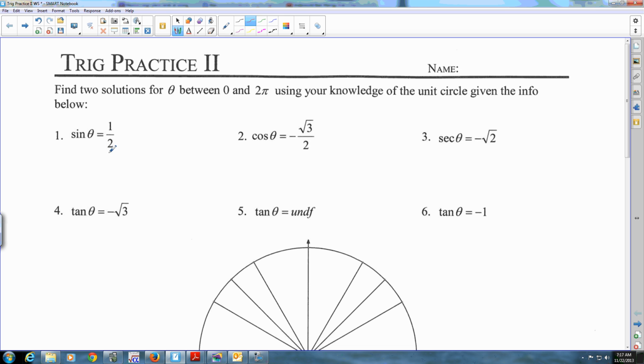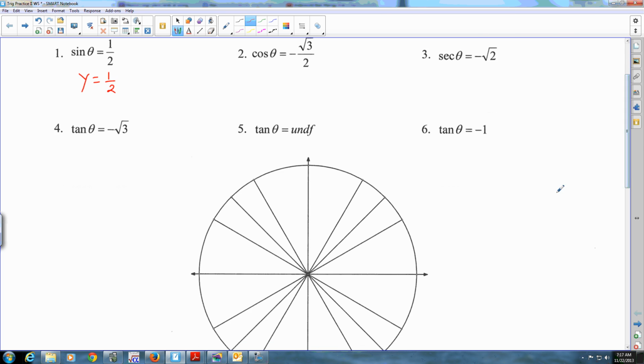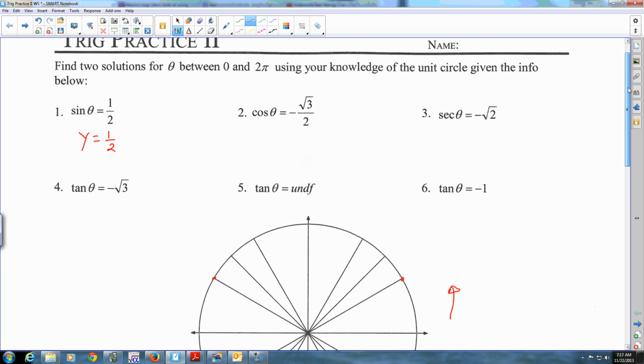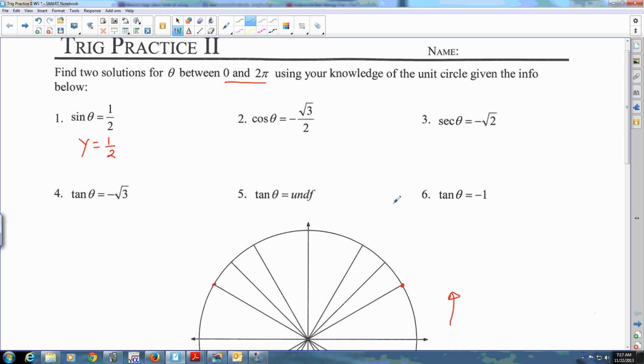Starting out with sine of theta, sine of some angle is a half. Think of sine as your y value. So where's your y? A half. Thinking of the unit circle, your y values are positive, so that means you have to be above this axis. Y would be a half here at 30 degrees and 150 degrees. Now, I'm looking for you to do it in radians, so between 0 and 2 pi. Those two locations are going to be pi over 6 and 5 pi over 6. So the answer to this question is theta would be pi over 6 and 5 pi over 6.